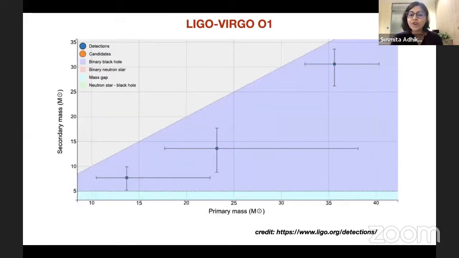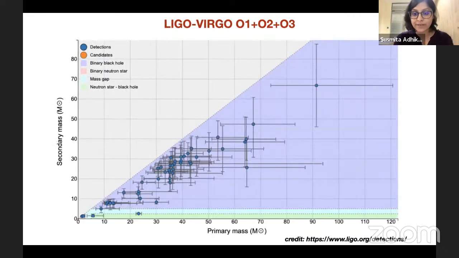Over the past few years, starting from 2015, when we first measured the merger of two black holes, we have had three observing runs of LIGO, and we have really added to the census of these exotic objects in the universe. This is the primary mass versus secondary mass from the first observing run. This is what we have from the second observing run, and now we're at the third observing run, and we're really populating the census of objects.